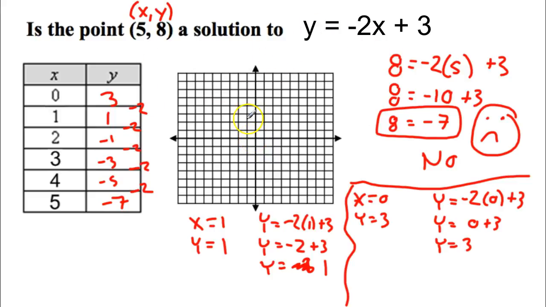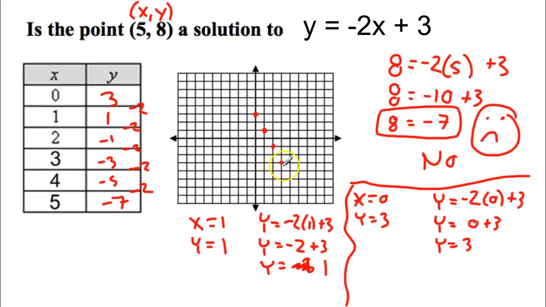Now I can put these points on the graph. 0, 3. So I start at the origin, and I have to go up 3. 1, 2, 3. The next point is 1, 1. So I go 1 to the right, and I go up 1. The next point is 2, negative 1. That's right there. The next point is 3, negative 3. 1, 2, 3. And you'll see, if I connect these, they'll be a straight line.